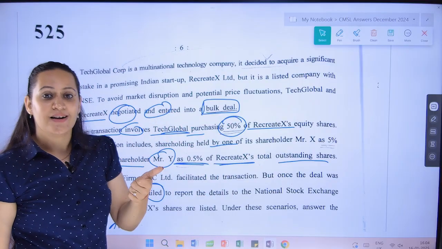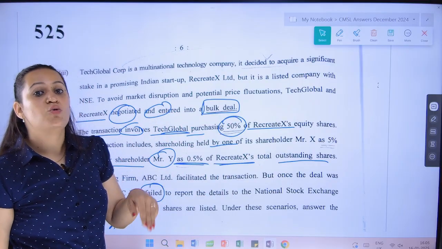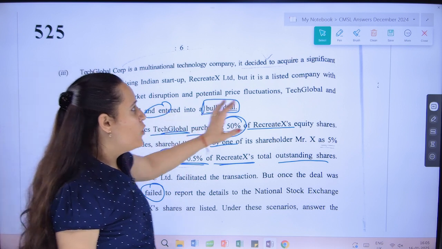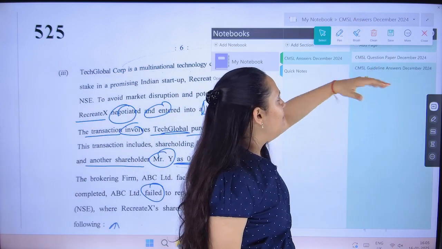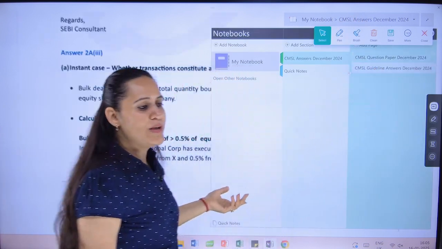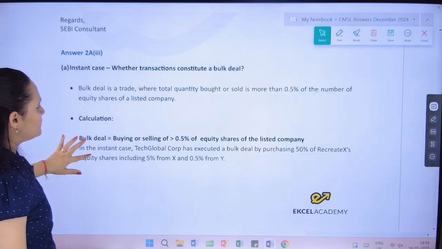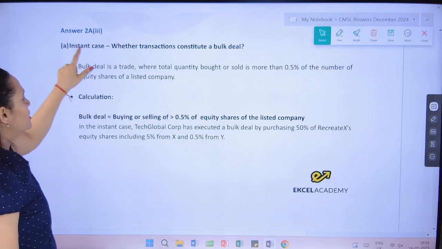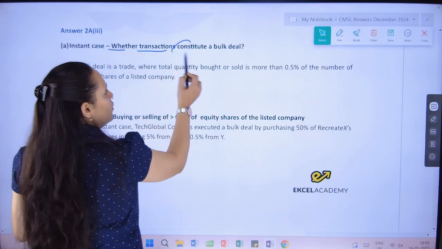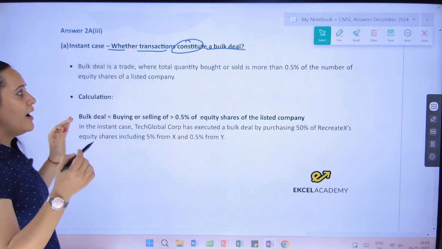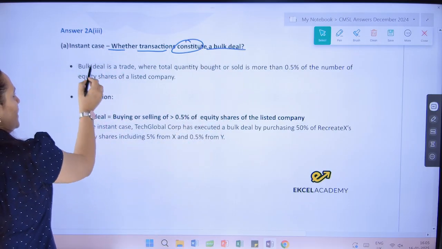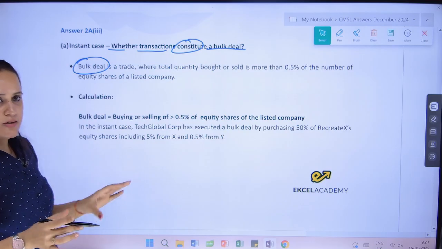Second one was reporting time, and last one was who should make the disclosure. Again, all are direct questions except the first one, but for the first one, the answer itself has already been given in the question. So for the first one, we should tell whether the transaction constitutes a bulk deal. Say that yes, and give them the details of what is a bulk deal.